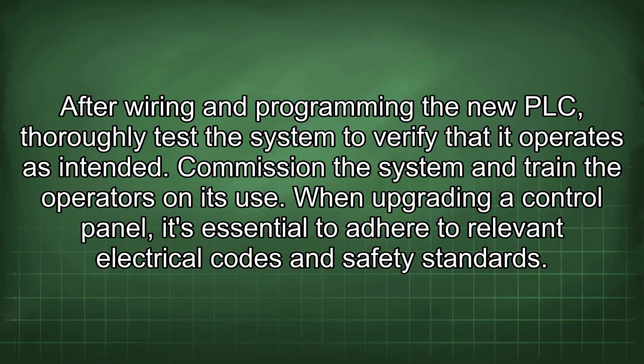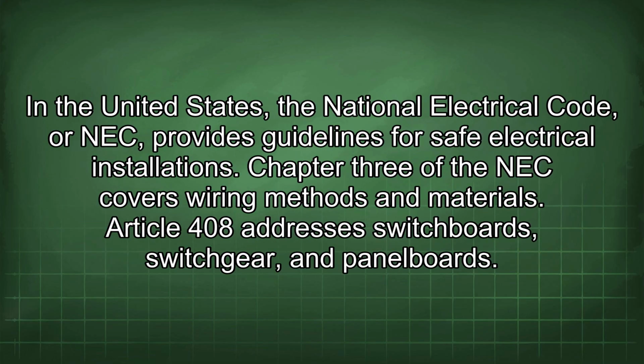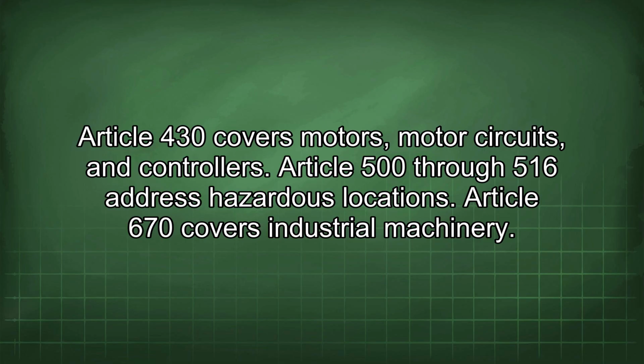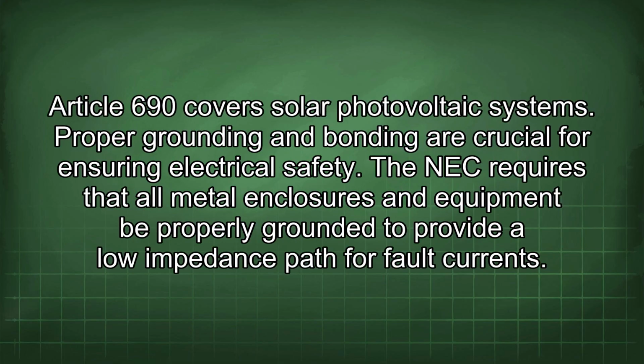When upgrading a control panel, it's essential to adhere to relevant electrical codes and safety standards. In the United States, the National Electrical Code, or NEC, provides guidelines for safe electrical installations. Chapter 3 of the NEC covers wiring methods and materials. Article 408 addresses switchboards, switchgear, and panelboards. Article 430 covers motors, motor circuits, and controllers. Articles 500 through 516 address hazardous locations. Article 670 covers industrial machinery. Article 690 covers solar photovoltaic systems.